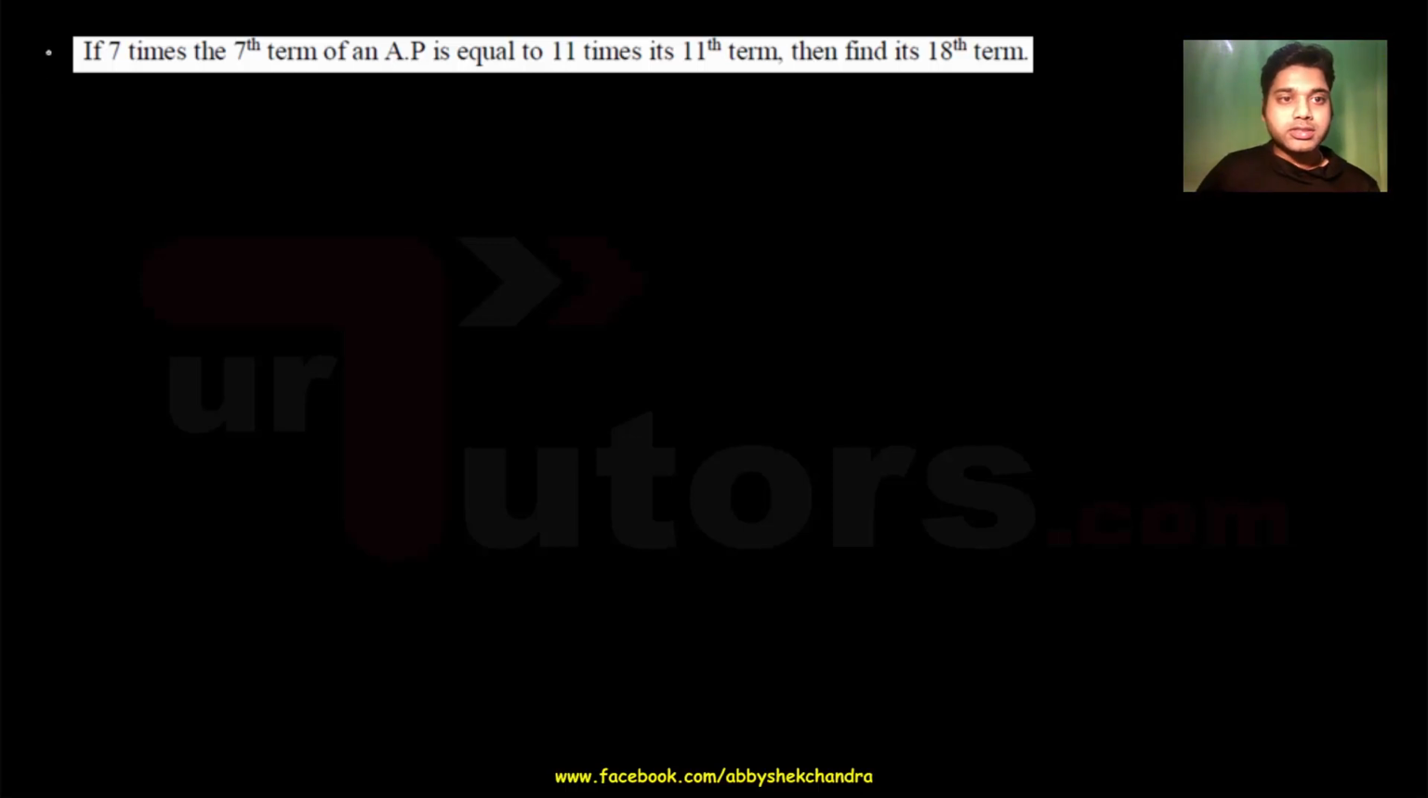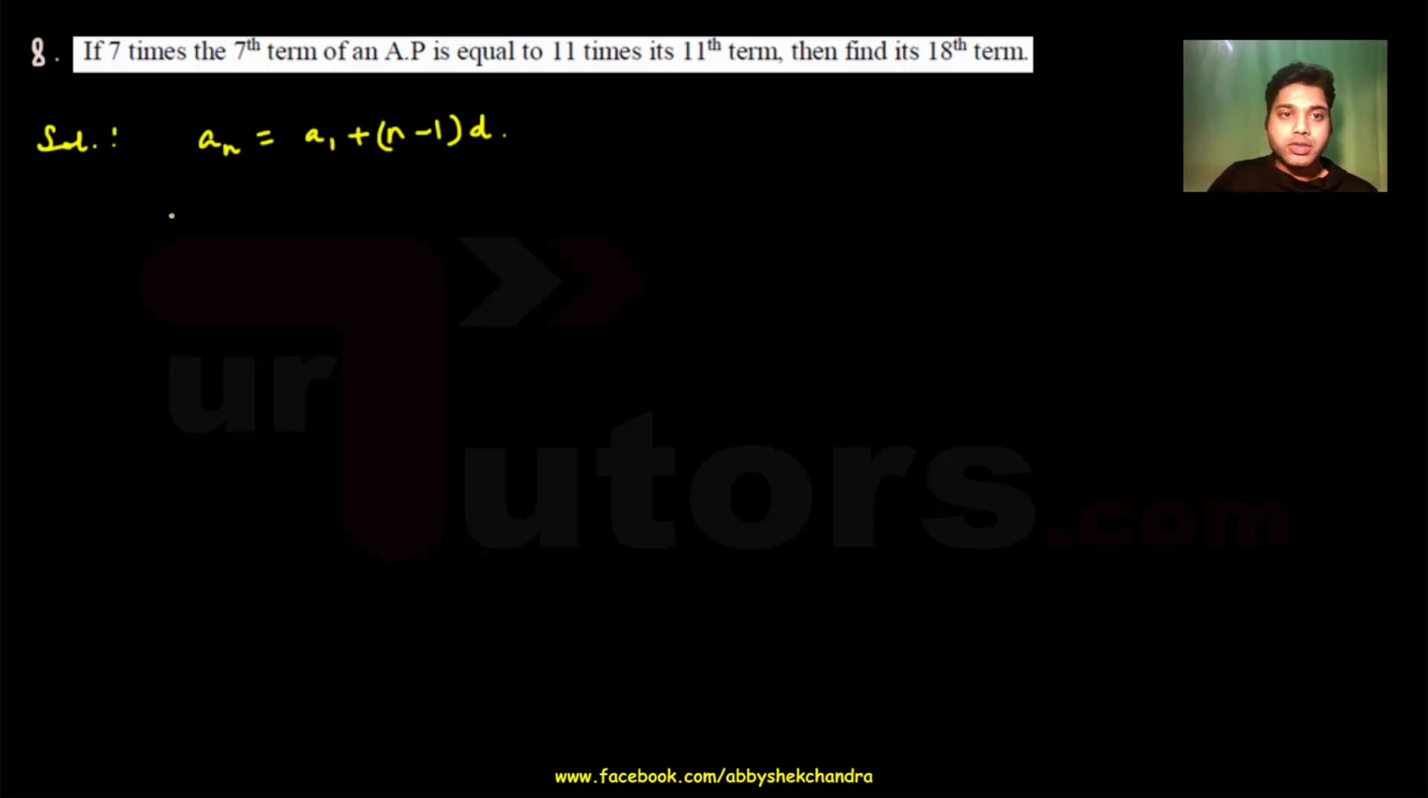This brings us to the second option for question 8. If 7 times the 7th term of an AP is equal to 11 times its 11th term, then find its 18th term. Okay, so we know that the nth term of an AP is equal to the first term a1 plus (n minus 1) into d.